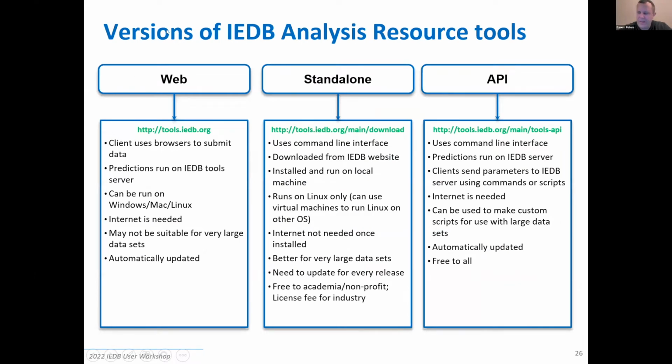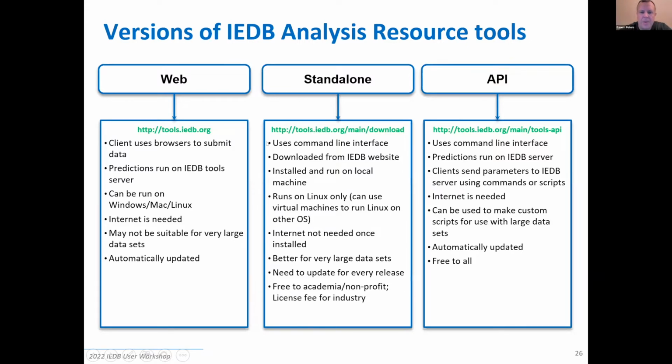So let me summarize the different versions that we have available. There's the web page, which I started off with, which you can get at tools.iedb.org. I mean, this is the main one. And then I showed you how to get to the individual tools, where you use your browser to submit data. You run predictions on the IEDB tool server and get your results back. Anything that can run a browser can run these tools. Obviously, you need internet. And for very large data sets, our servers are capable, but then you're going to run into issues with data upload and download, depending on your internet connection. The advantage is these are automatically updated.